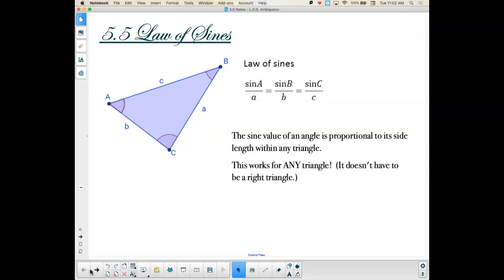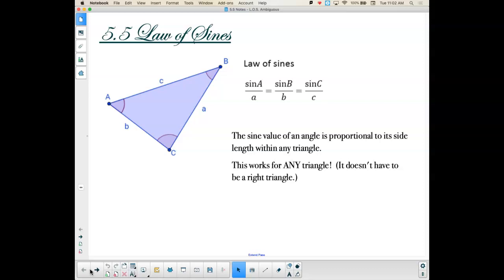We found that the law of sines was the sine of angle A divided by side A is equal to the sine of angle B divided by side B is equal to the sine of angle C divided by side C. And that works on any triangle. It's wonderful because it doesn't have to be a right triangle for SOHCAHTOA to take effect. It can work on any kind of a triangle, acute, obtuse, or right. It will still work on a right triangle.